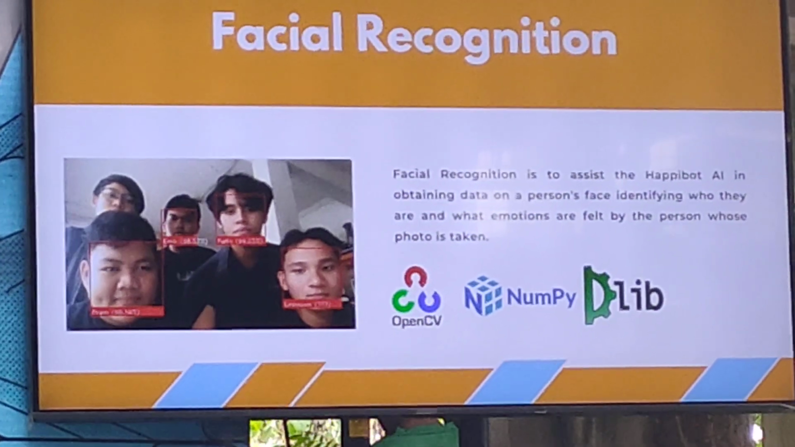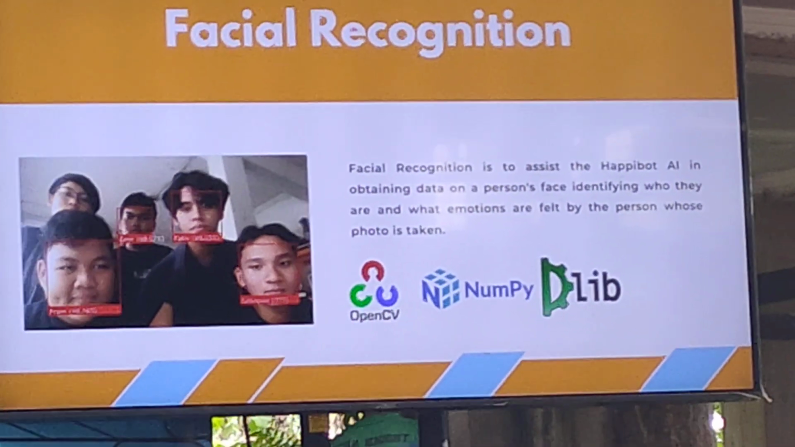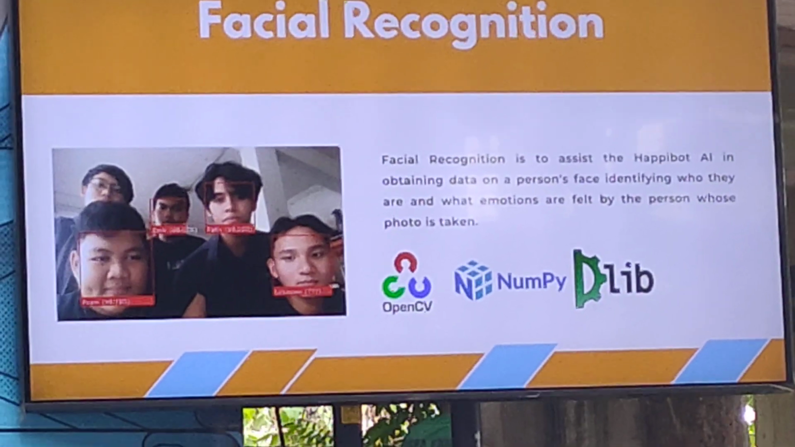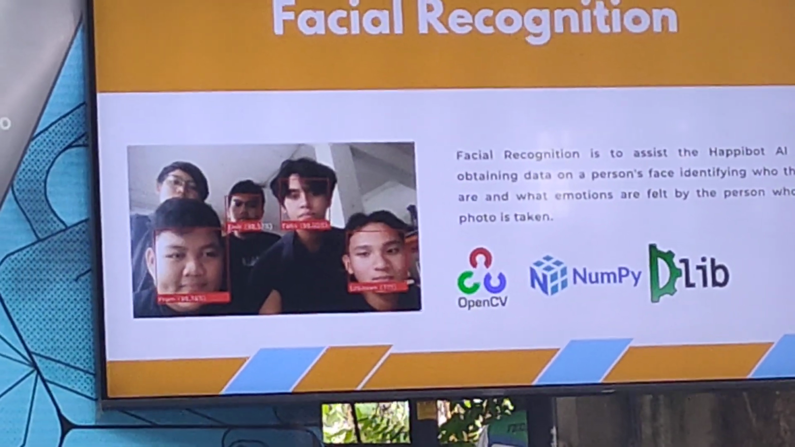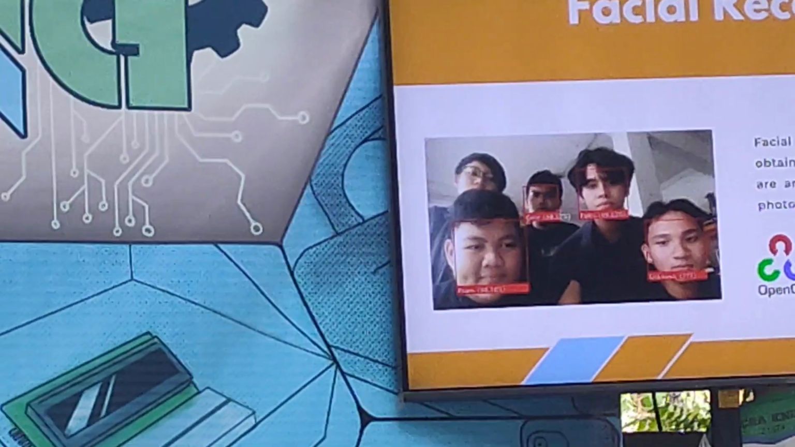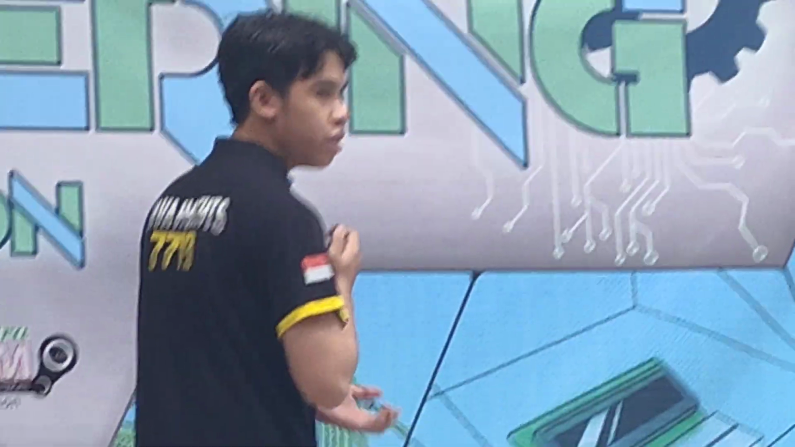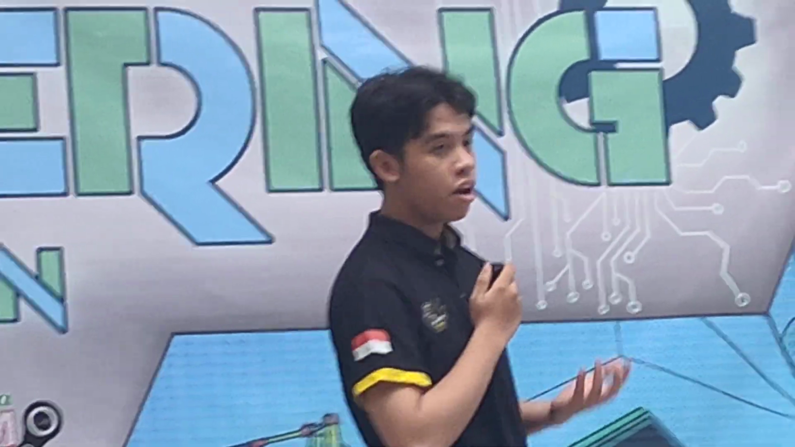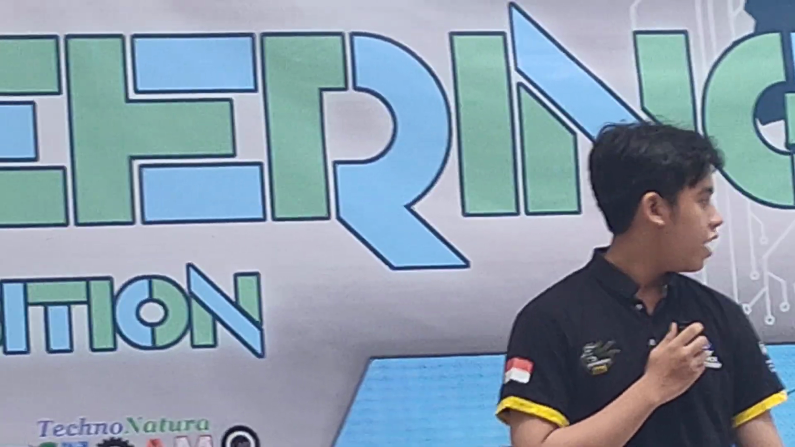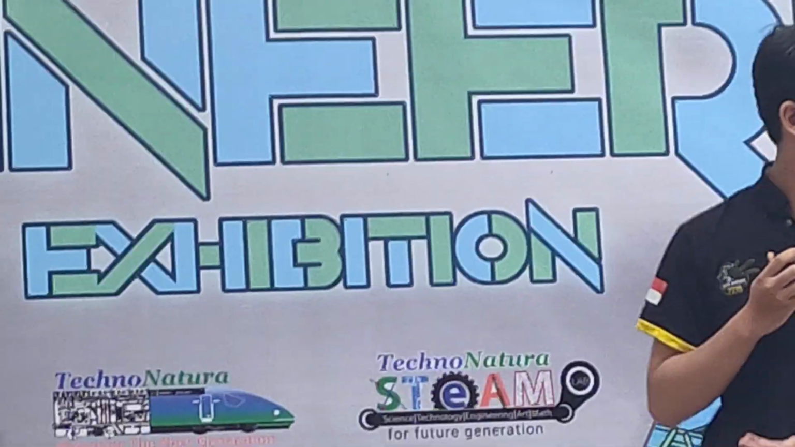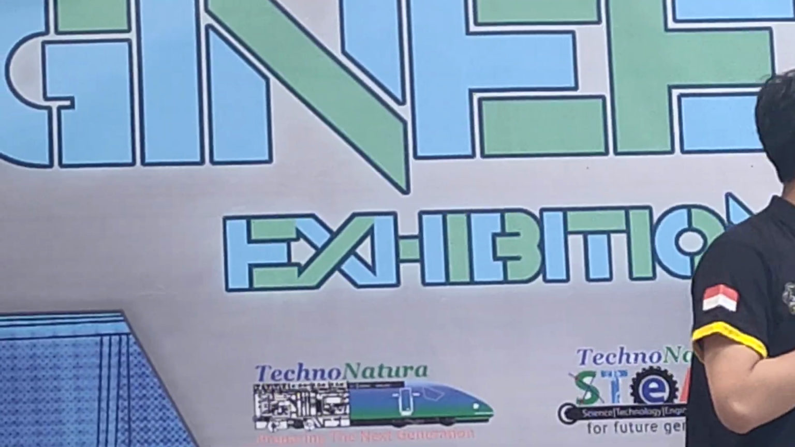So facial recognition. Facial recognition has 2 things. One is the emotion recognition and the other one is the identification. So we use 3 libraries. The first one is OpenCV for the optics, then we use NumPy for the database, and the third one is Dlib, which is basically Python for facial recognition.